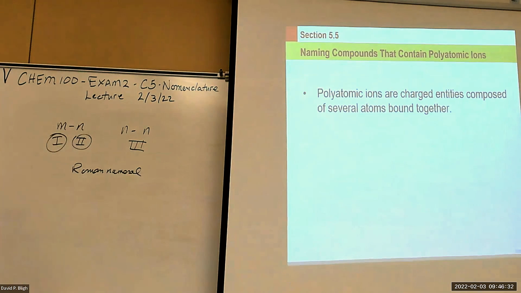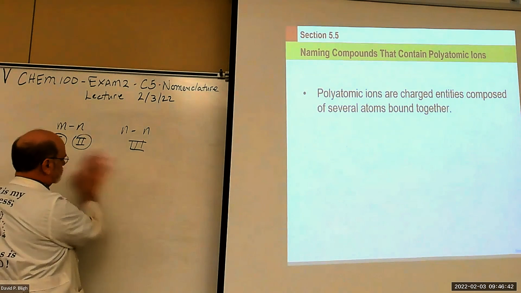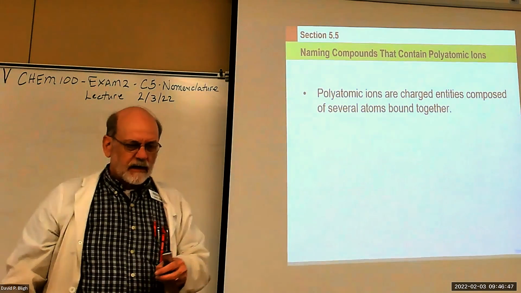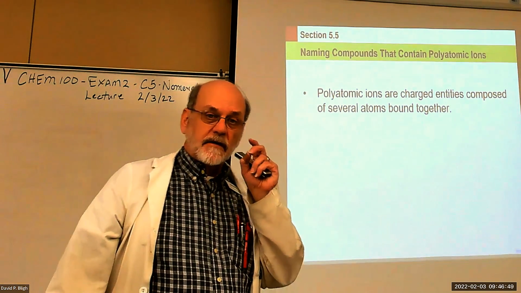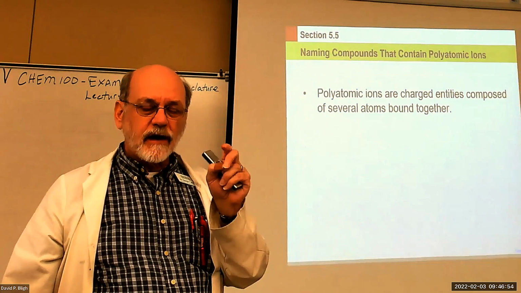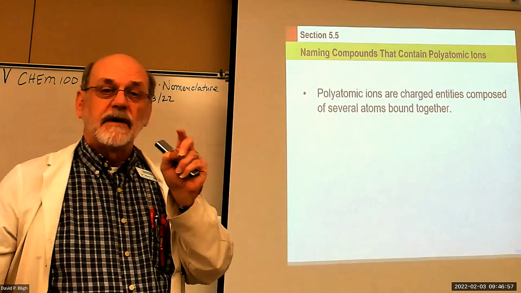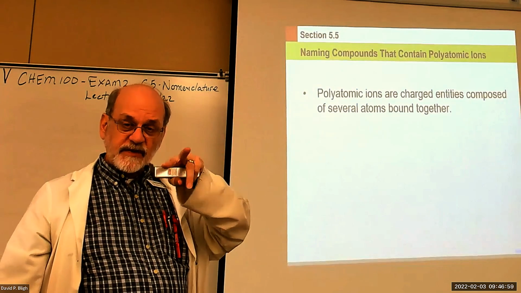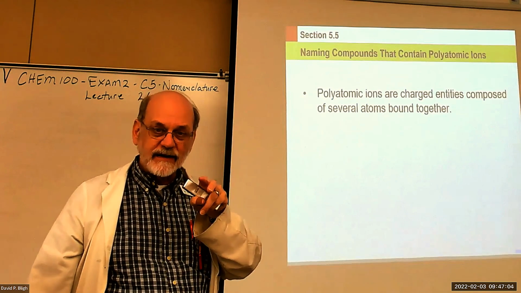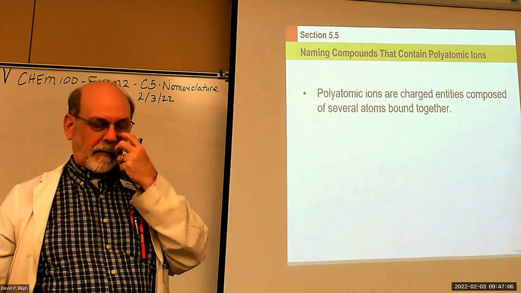Okay. Now, I mentioned earlier that binary compounds have 2 parts to them. In this case, we've got a binary ionic compound, but one or both of the positions, the positive, the cation, or the anion, is occupied by a polyatomic ion.